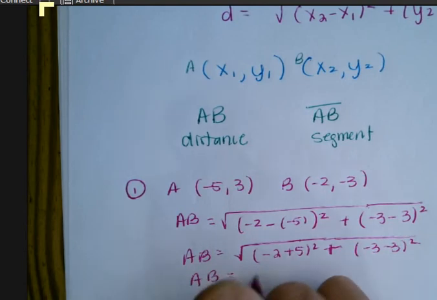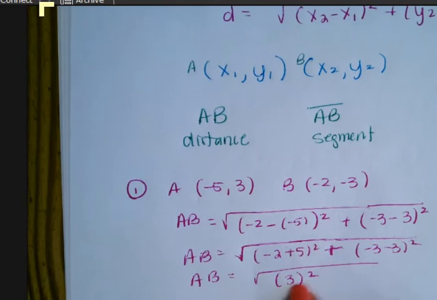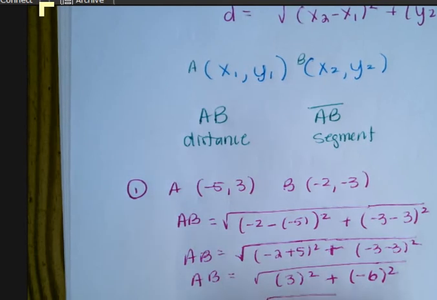So I have the square root of 3 squared. Notice I keep it in parentheses because it's always going to be positive. Distance cannot be negative. Only direction's negative. So here I have -6 squared because -3 minus 3 is -6. So now I have the square root of 9 plus 36. So AB equals the square root of 45.